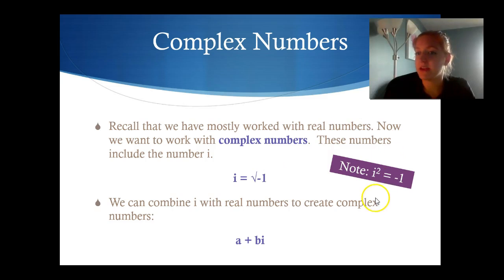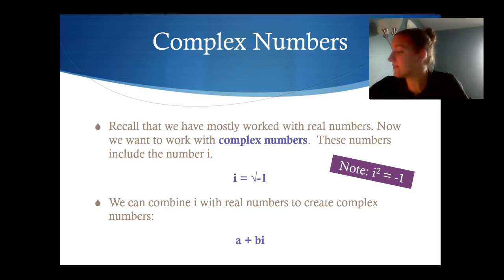Now, as a little reminder, i squared is equal to -1. You'll have to know that when you're multiplying, it'll come in really handy. So keep that in the back of your mind. Whenever you see i squared, you just want to replace it with -1. That's it. Okay, so we can combine i with real numbers to create complex numbers, so a plus bi.